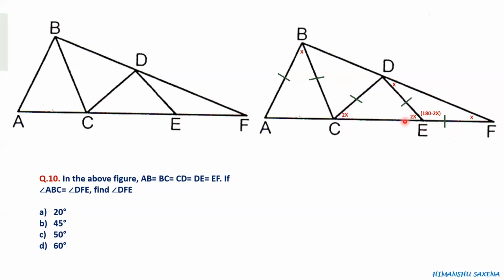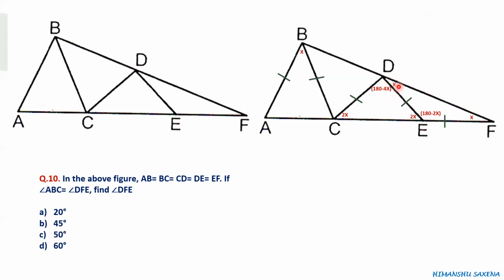So these two angles are 2x. Now this is 2x, this is 2x, then what would be the value of this angle? It is 180 minus 4x, right? Because the sum of these three would be 180. So the sum of this is 4x, so 180 minus 4x is the value of this angle.